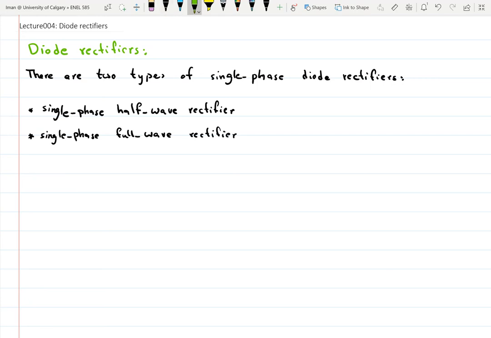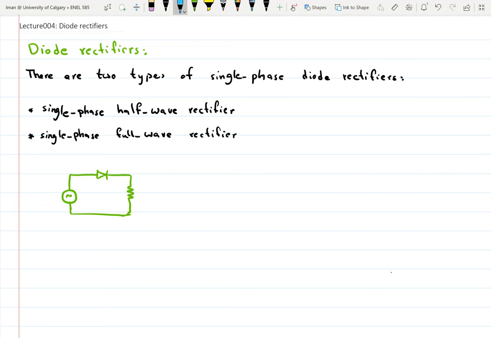So let's assume we have an AC source and then we want to rectify it, and we want to use diodes in order to do that. So let's say we have an AC source and then we want to rectify this. How can we do this? One way is to just add a diode here, and then let's say our load here is a resistor.